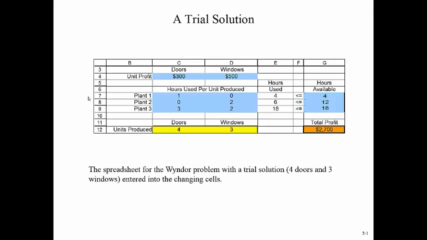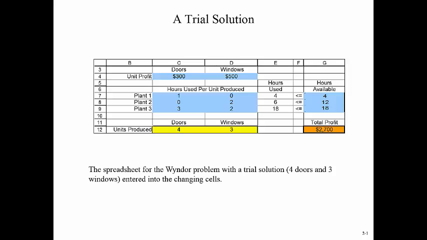And so in this case, it was limited in terms of the number of hours at each plant. So plant 1 had 4 hours available, and it required 1 hour for each door that you chose to make. Plant 2 required 2 hours for each window that you made, and there was a total of 12 hours available at plant 2. And then plant 3 actually required 3 hours for each door that you made, or 2 hours for each window that you made, and there were a total of 18 available hours for plant 3.